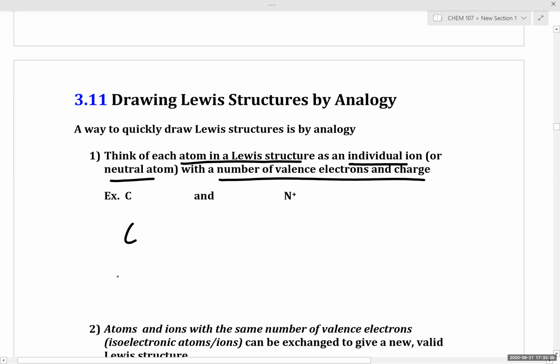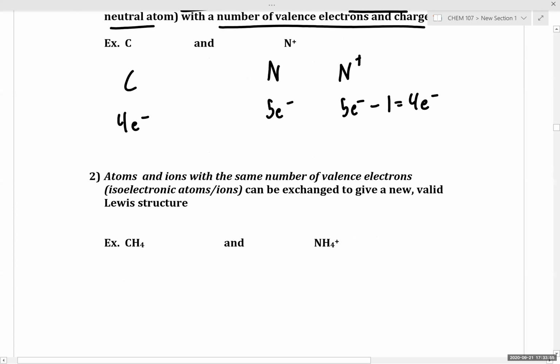For example, carbon we know has 4 electrons. Nitrogen we know has 5 electrons, but nitrogen plus would have 5 electrons minus 1, which would be 4 electrons. Now you may say, why are we doing this? What's the benefit for this? Well, if you're drawing Lewis structures, atoms and ions with the same number of valence electrons can be exchanged to give a new, equally valid Lewis structure.